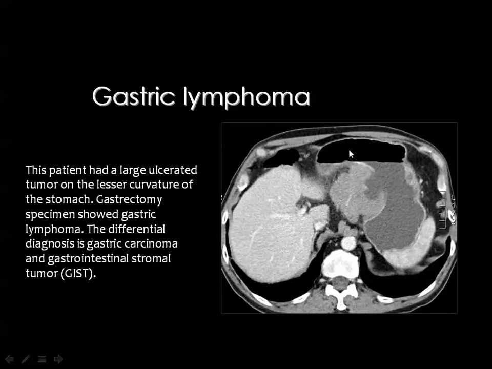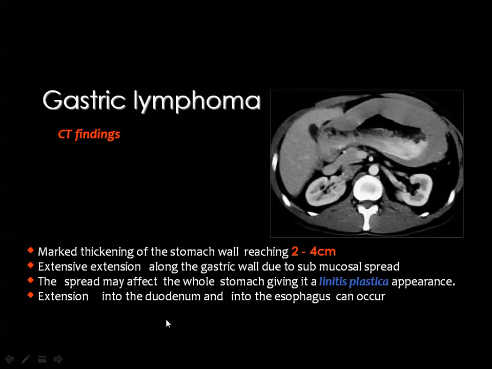And you can see that the stomach is filled with water, and this is the normal thickness of the gastric wall, but here you can see an infiltrating tumor with irregular margin and soft tissue component along the lesser curve of the stomach, which has been proved by pathology to be a lymphoma. And this feature is almost pathognomonic of gastric lymphoma.